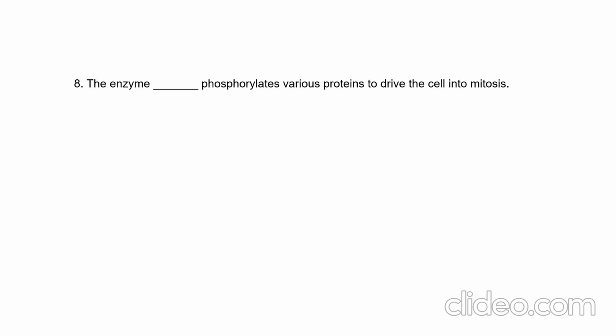Okay, so these are some fill in the blanks. The enzyme dash phosphorylates various proteins to drive the cell into mitosis. This is generally sort of a recall question. M-CDK. Yeah, that's correct. Your M cyclin and CDK complex in this case would be the correct answer. So that's great.